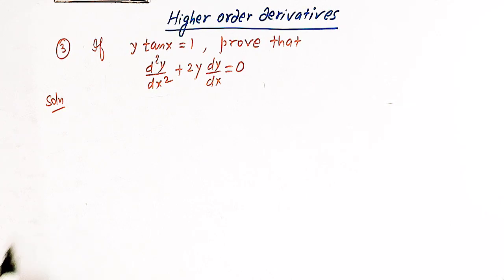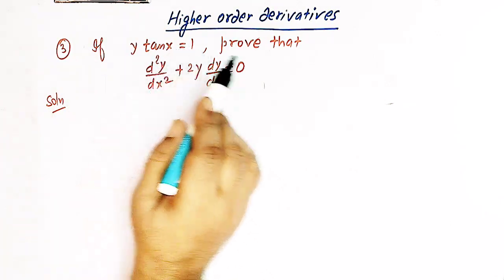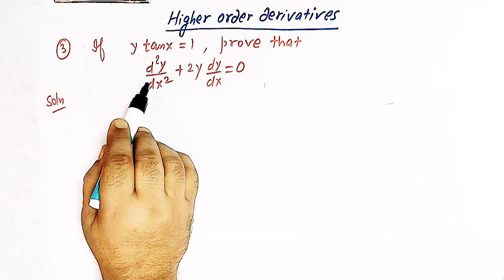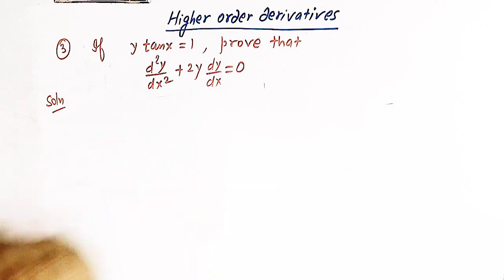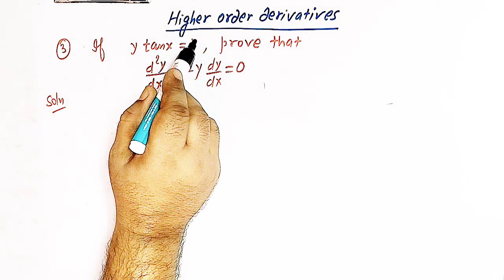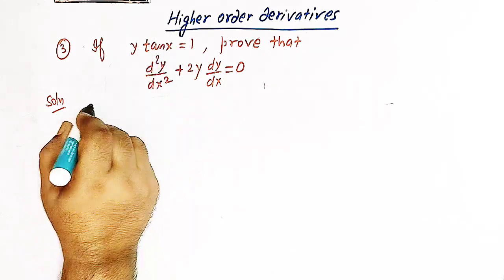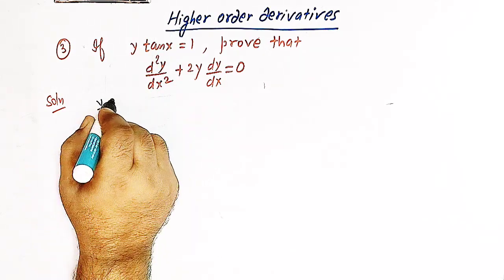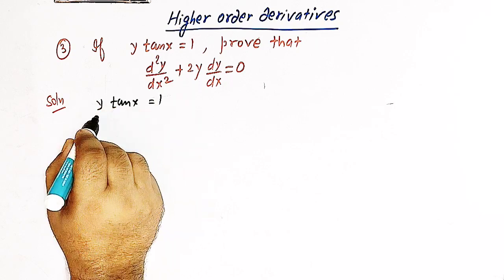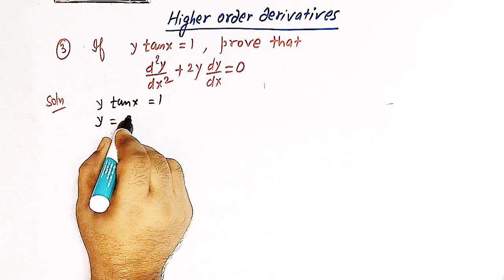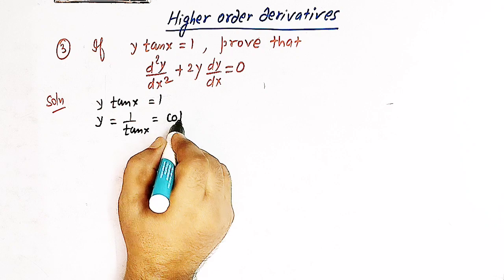Now consider this third problem in which we are given that y tan x is equal to 1, and we have to prove that d2y over dx2 plus 2y dy over dx is equal to 0. So from this relation we'll start. We can rewrite this expression as y is equal to 1 over tan x, that is equal to cot x.